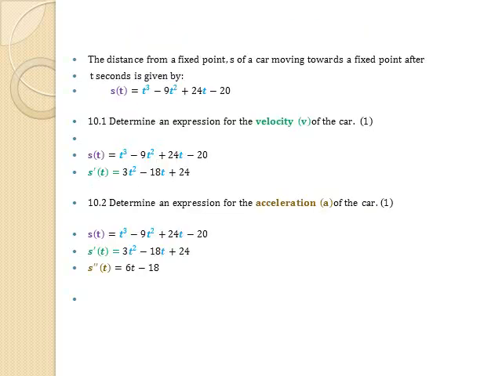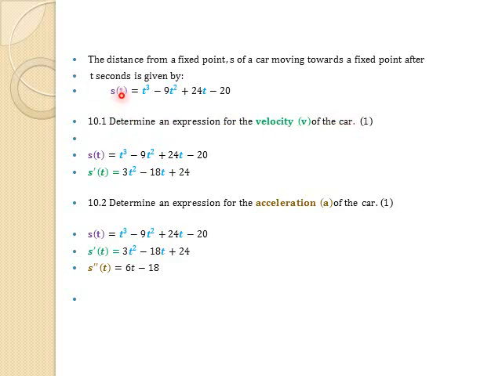Look at the last example. Again, the distance from a fixed point S of a car moving towards a fixed point after t seconds is given by s(t) equals t cubed minus 9t squared plus 24t minus 20. 10.1, determine an expression for the velocity of the car.